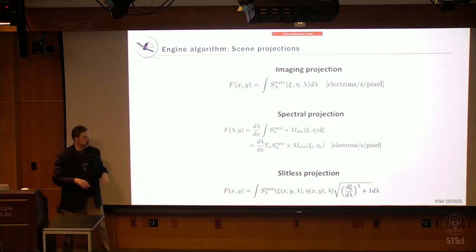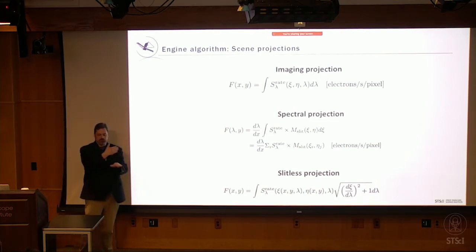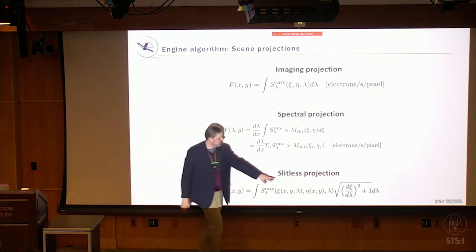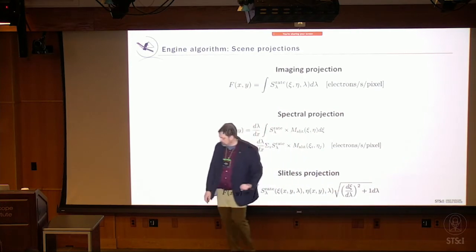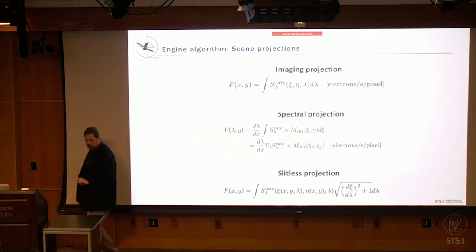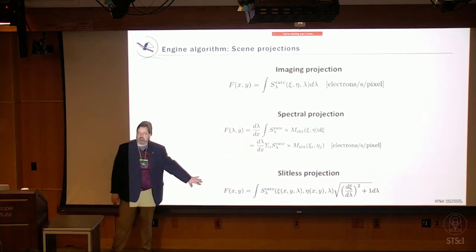And in that case, your projection is no longer orthogonal to the axis of your cube. It's along some oblique curve in the cube that depends on your dispersion function. And so that's encoded in this factor here. And so this is computationally just a lot heavier.